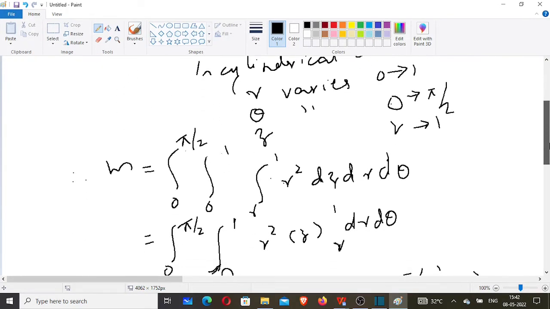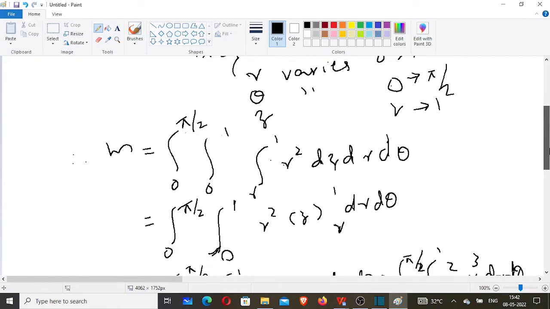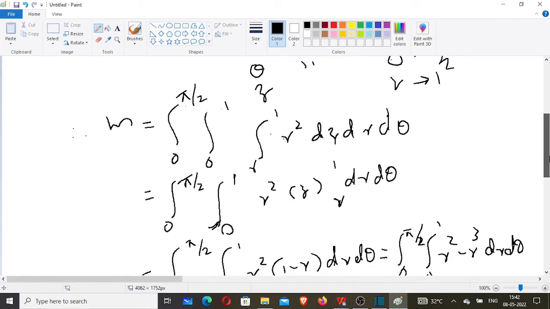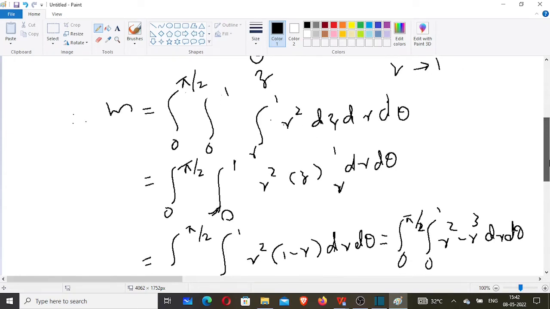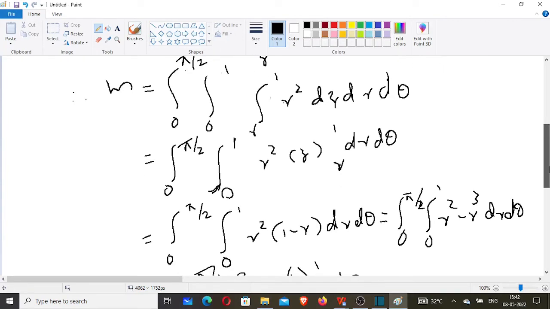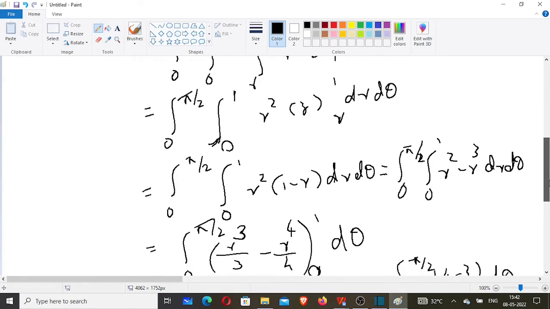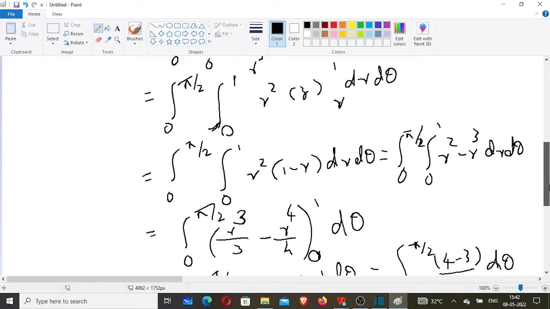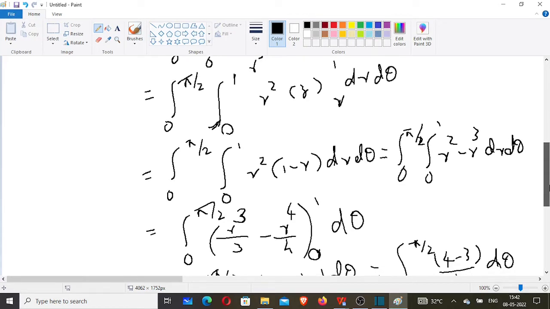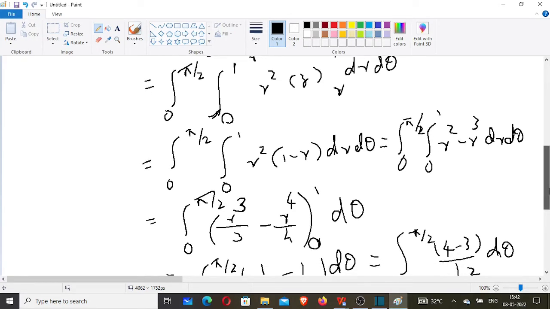So therefore m is equal to integral 0 to pi by 2, integral 0 to 1, integral r to 1, r square dz dr d theta, which is equal to integral 0 to pi by 2, integral 0 to 1, r square into z within the limit r to 1 dr d theta, which is equal to integral 0 to pi by 2, integral 0 to 1, r square into 1 minus r dr d theta, which is equal to integral 0 to pi by 2, integral 0 to 1, r square minus r cube dr d theta.